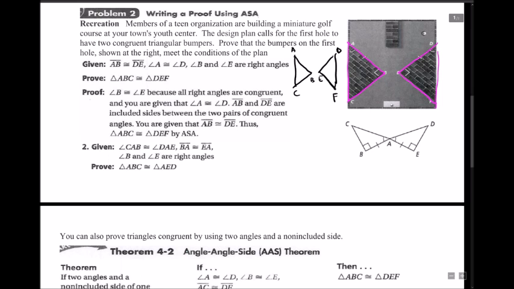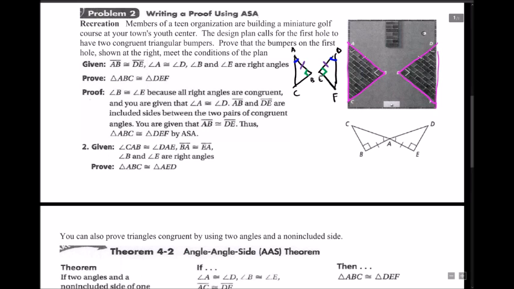And let's start off by marking what we're given. Segment AB and segment DE. Okay, that's a nice start. And angle A and angle D. Things are looking good. And what else are we told? That angle B and angle E are right angles. So I'm going to put those in. And I want to prove my triangles are congruent.